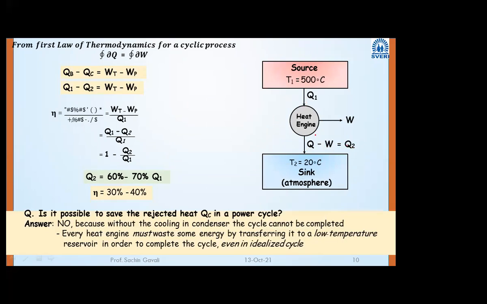Okay, so Q2 is equal to, if you apply balancing. Balancing means incoming is equal to outgoing. For the heat engine, incoming is equal to outgoing. So what is incoming? What is incoming?